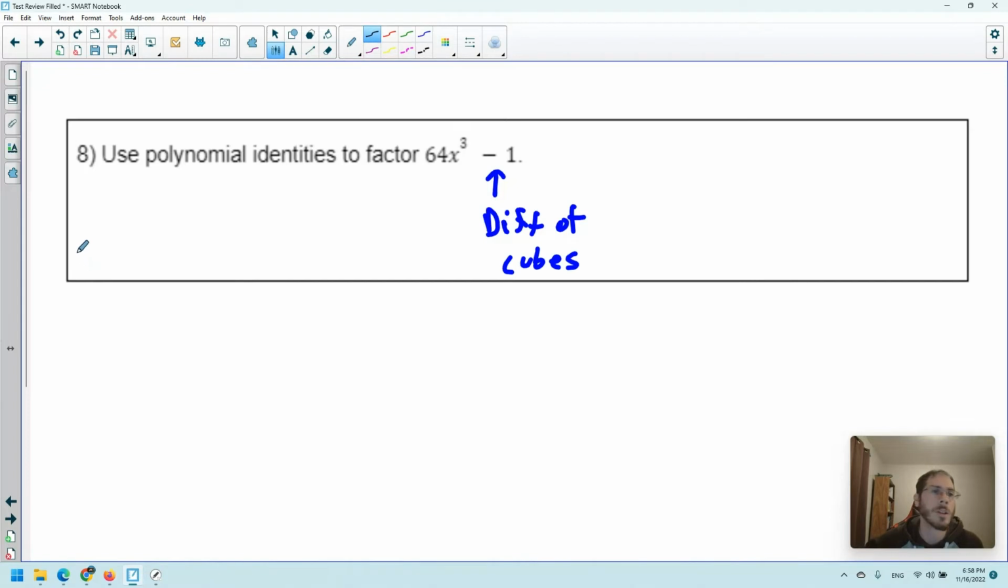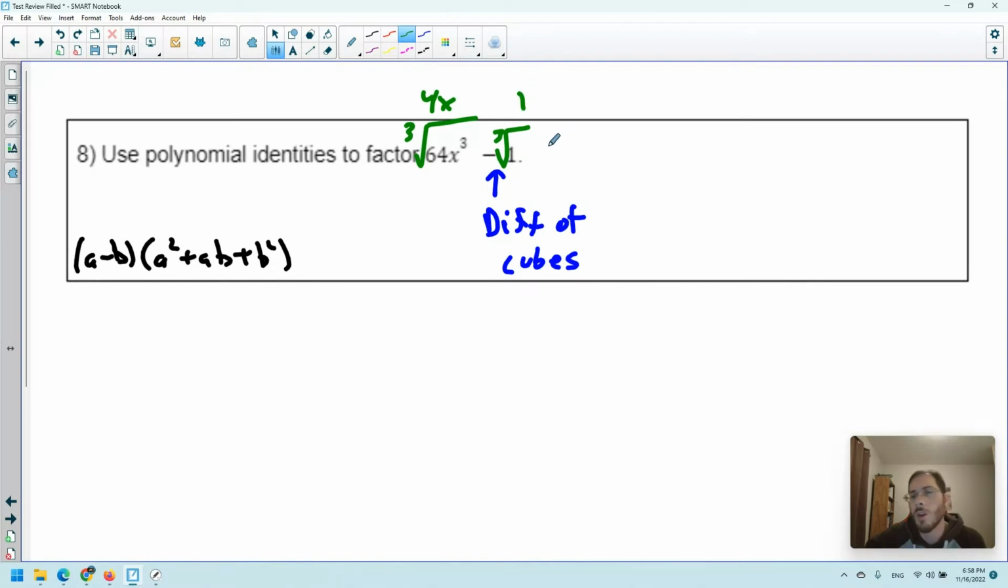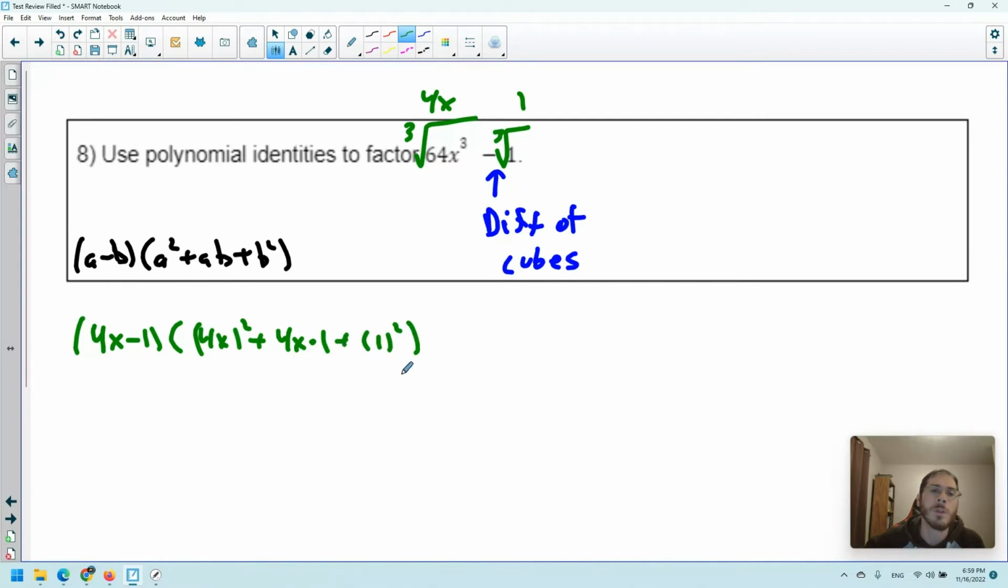So the difference of cubes formula is a minus b times a squared plus ab plus b squared. Now when we figure out what a and b are, since we're doing difference of cubes, we're going to cube root these ones. So we're going to get 4 is the cube root of 64. X is the cube root of x to the third. And 1 is actually the cube root of 1, so that just stays as 1. So that means we're going to get 4x minus 1, 4x quantity squared, plus 4x times 1, plus 1 squared.